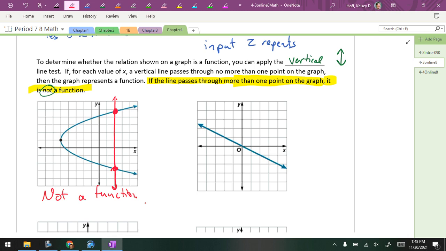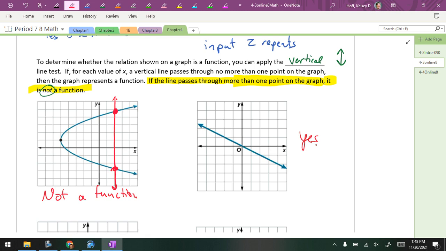Okay, let's look at this one. If it crosses the graph or has the graph going through your pencil more than once, not a function. If it only goes through your pencil one time, yes, a function. What do you say on that one? Yes or no? Yes, a function. No matter where you draw a vertical line, it's only touching at 1 point.